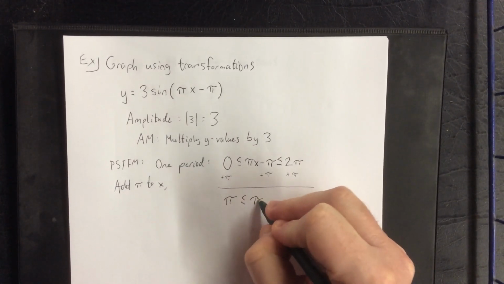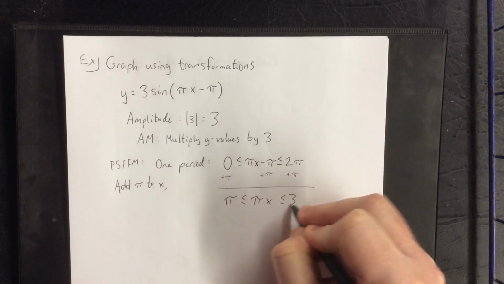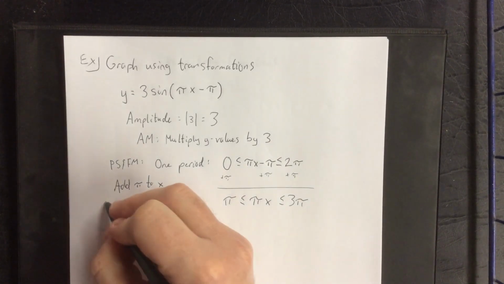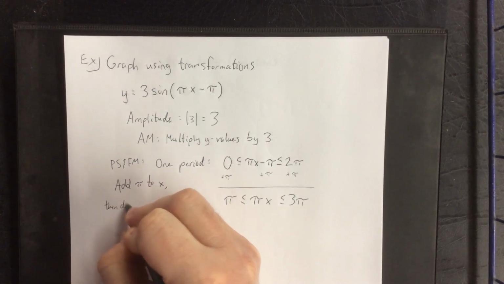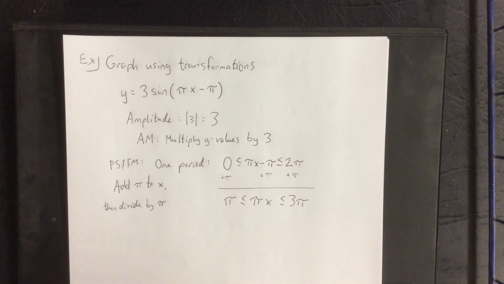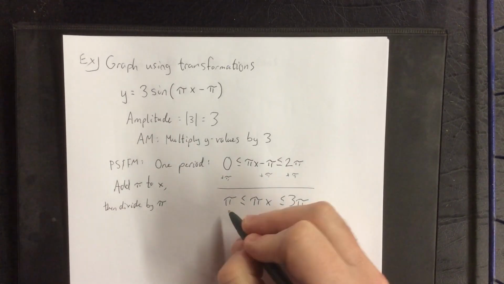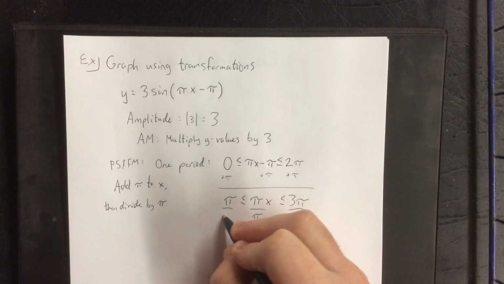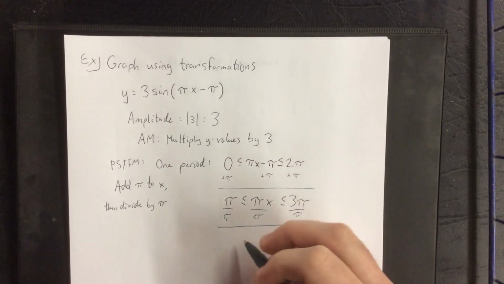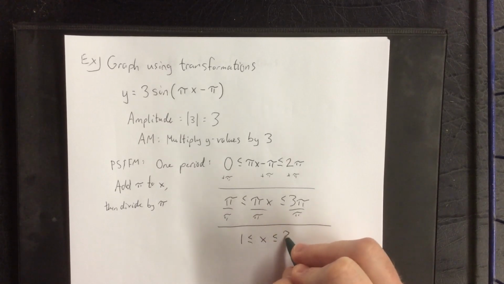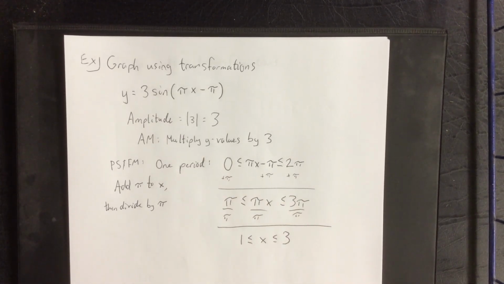So we get that pi x is now between pi and 3 pi. To finish solving for x, we're going to finish by dividing through by pi. So all three parts get divided by pi. We get that one full period wavelength cycle is going to go from x equals 1 to x equals 3.